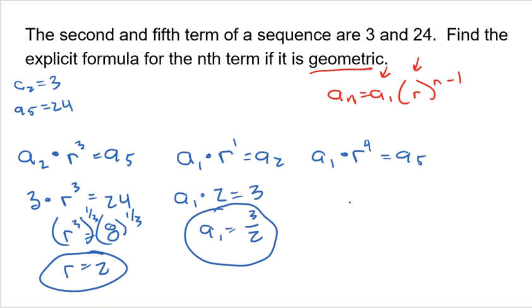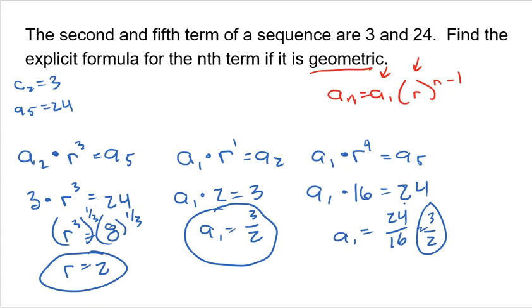Now, just to prove this other formula works as well, once again, the first term, I don't know what it is, but I do know my common ratio is 2. 2 to the fourth is 16, equals 24. 24 is the fifth term. Divide by 16, 24 divided by 16. Both of those numbers are divisible by 8, and it reduces to 3/2. So regardless, I get 3/2.